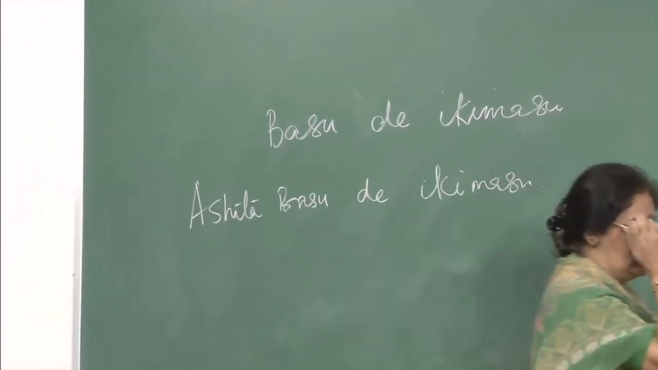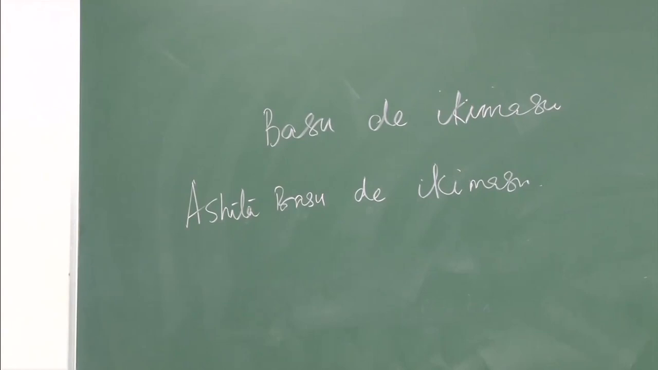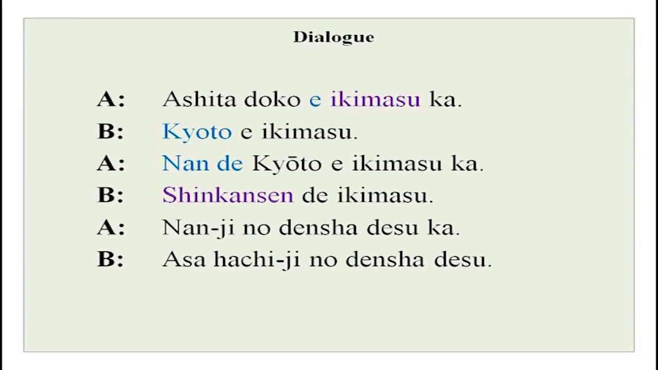So, how will you go? Nan de ikimasu ka? Nan is a question. So, you can ask how will you go? Nan de Kyoto e ikimasu ka? Shinkansen de ikimasu. Shinkansen is the fast train, the bullet train, very famous trains of Japan. So, Shinkansen de ikimasu. Nanji no densha desu ka? Asa hachiji no densha desu. Asa is in the morning. Morning, hachiji no densha desu.